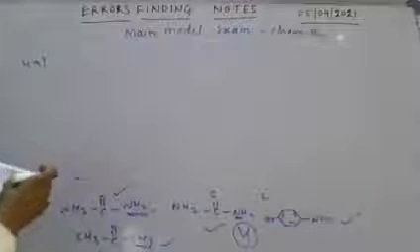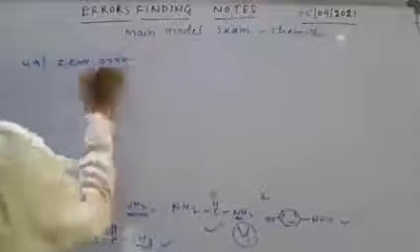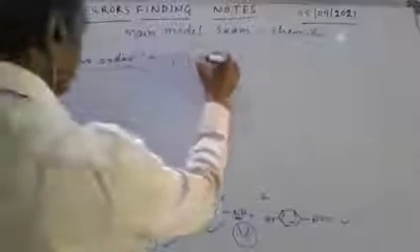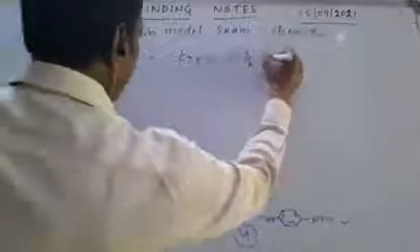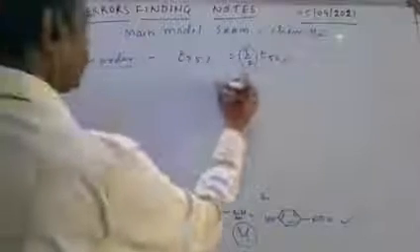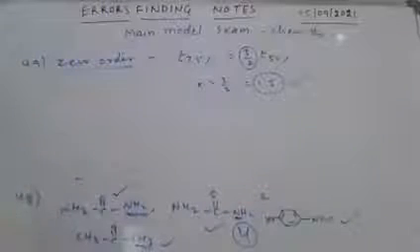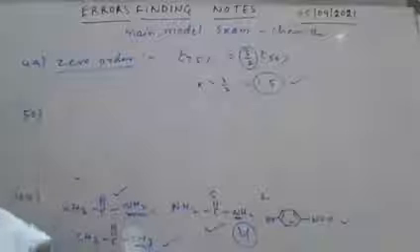Question number 49. For a zero order reaction, T 75% is equal to 3/2 times T 50%. Here this is given as X. X is equal to 3/2, that is nothing but 1.5. Integer value 1.5.